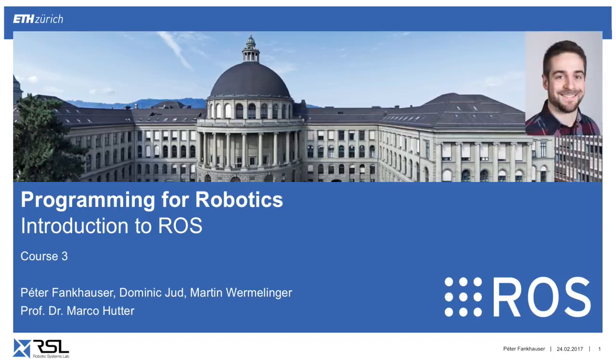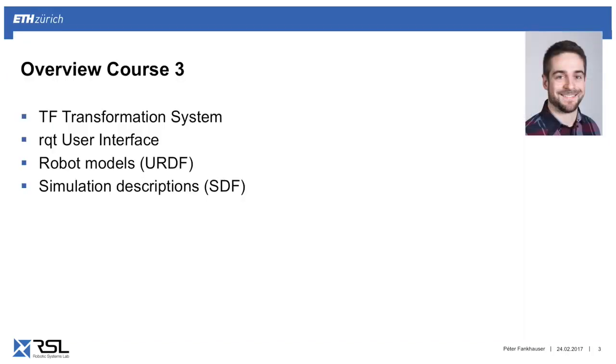Start with course number 3. Today we're going to talk about the TF transformation system. It's where you handle all the reference frames, which is an important aspect of mobile robots.